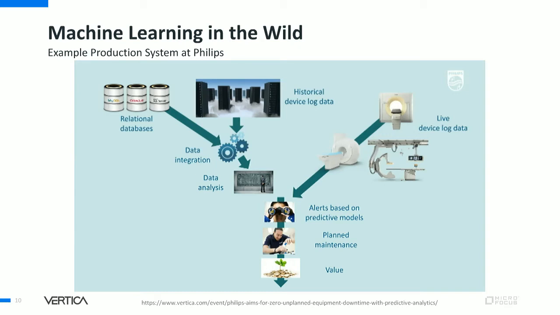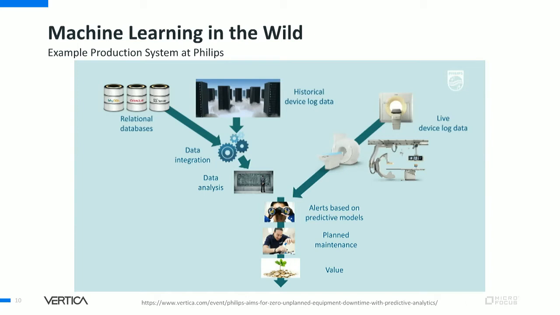So it consists of two branches. On the left, we have a branch with historical device log data. And this can kind of be thought of as a bunch of training data. And all that data goes through some data integration, data analysis. Basically, this is where you train your models, whether or not they are neural networks. But for the purposes of this talk, this is where you would train your neural networks.